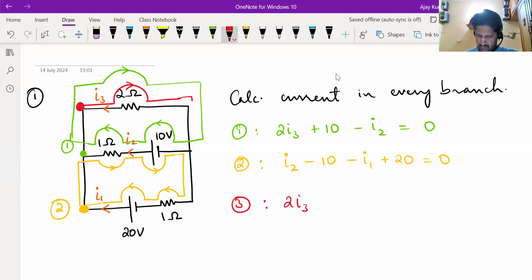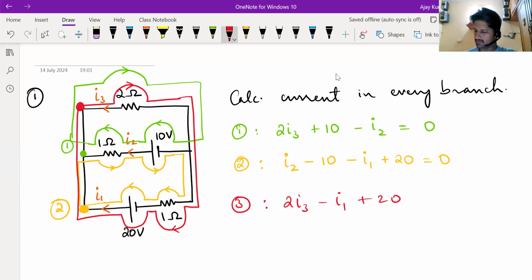Continue moving along that outermost loop. Then it is this 1 ohm resistor. How do you write the potential change? Minus I1. And then the battery from negative to positive? Plus 20. And you have come to the starting point. So this should be equal to 0.